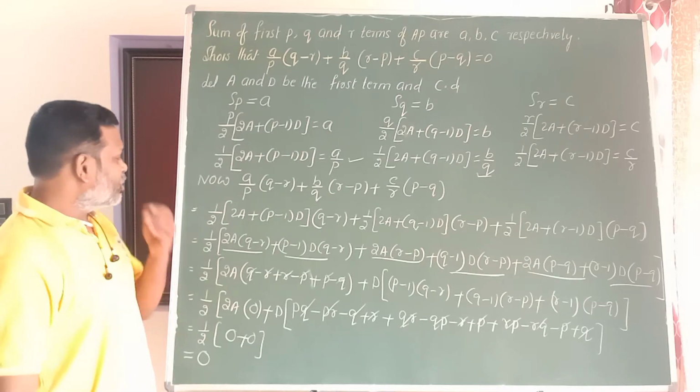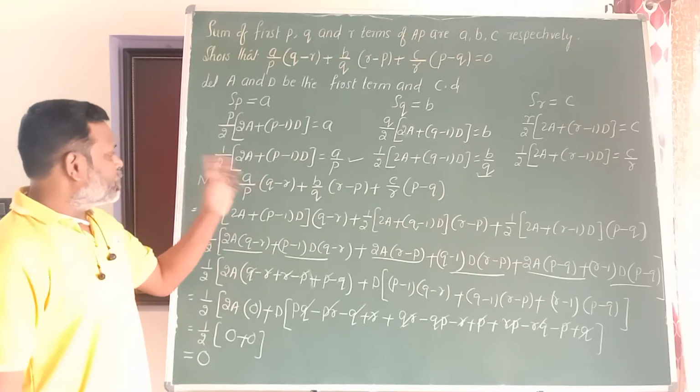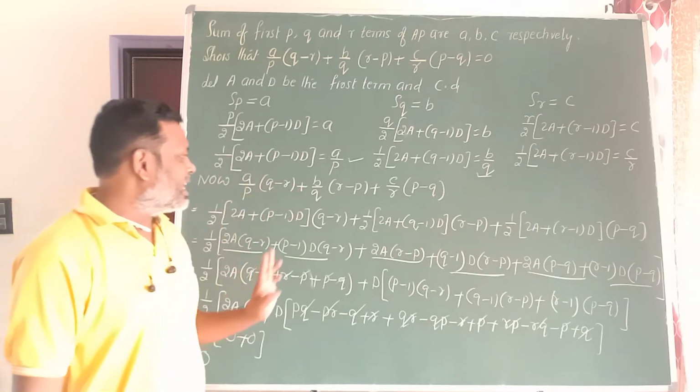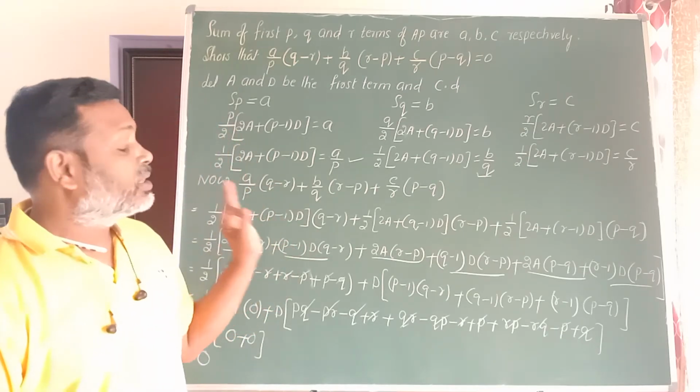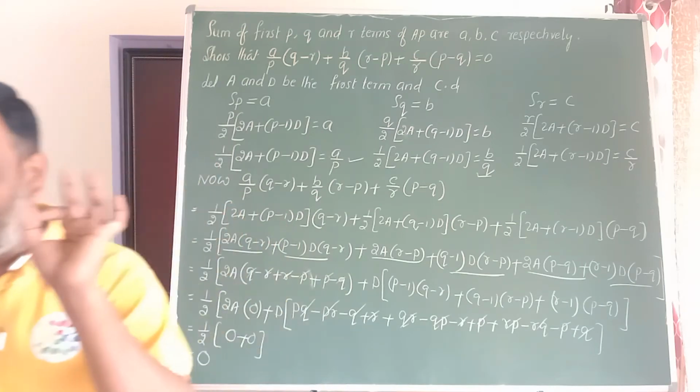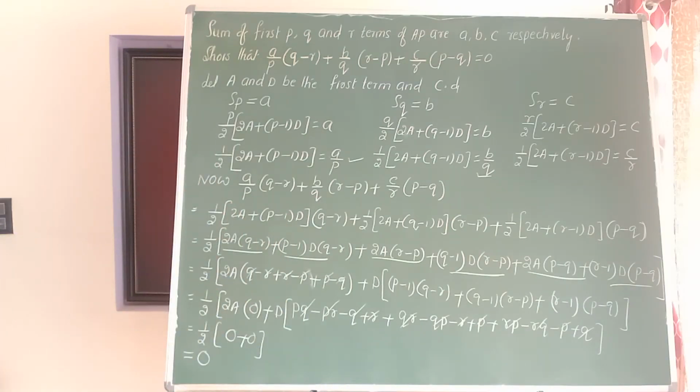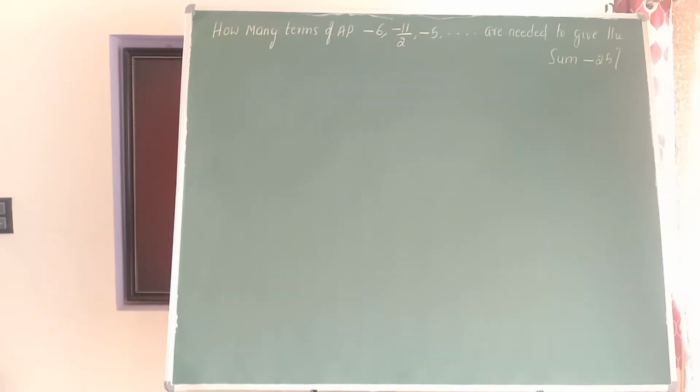So we have shown that a by p into q minus r plus b by q into r minus p plus c by r into p minus q will be equal to 0. This is how we are doing this. Please understand the question very clearly once again. Okay, we'll do one more problem related to this. Dear student, understand the question right now.